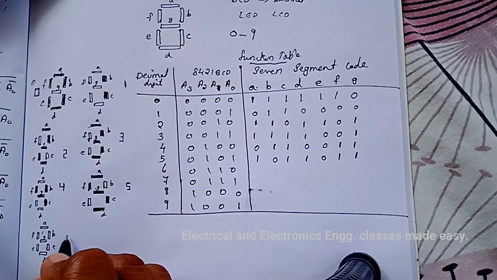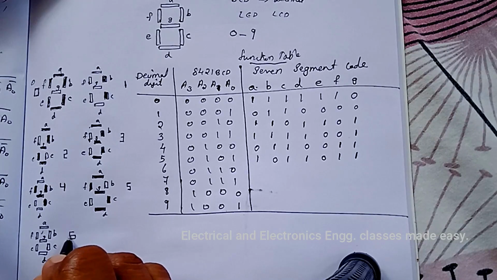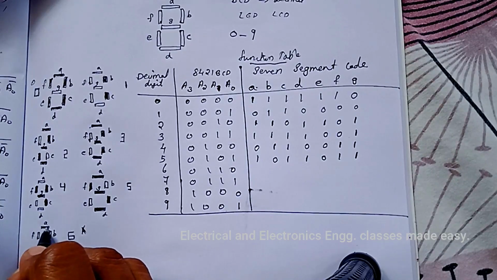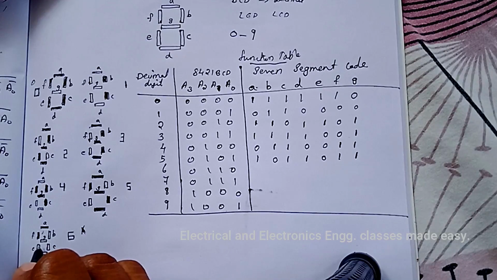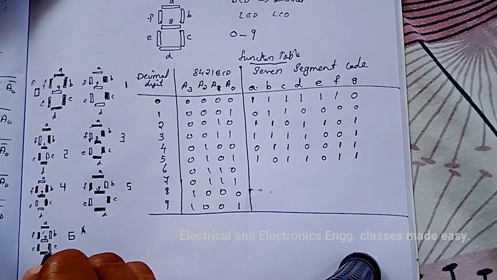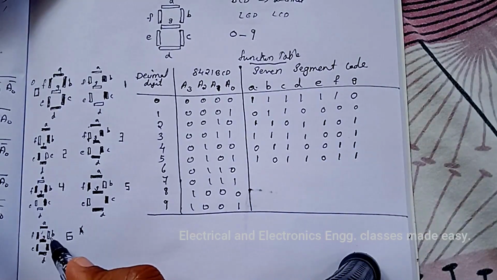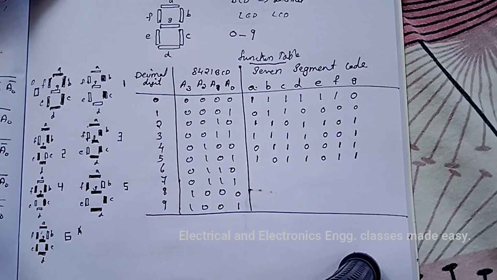Next number is 6 and 6 will be displaying like this. So 6 is like this and not this. So the segments A, F, E, D, C and G will be displaying. That is, the segment B is at 0, all others are 1.